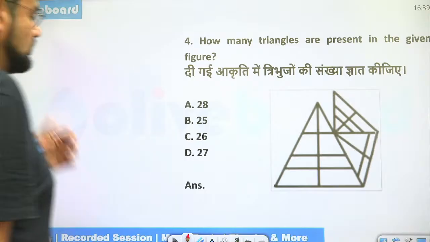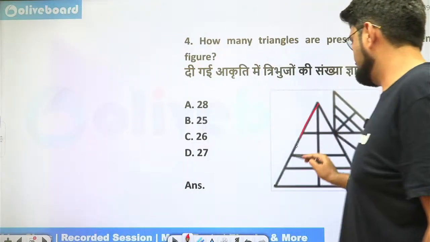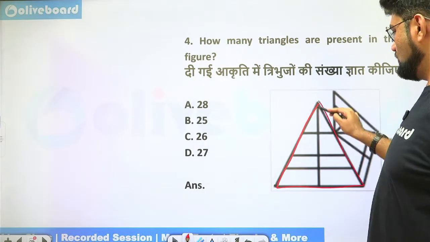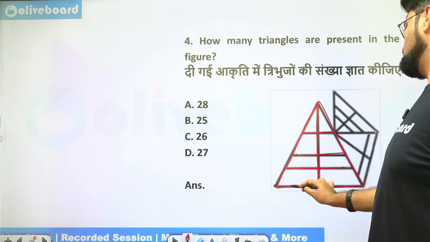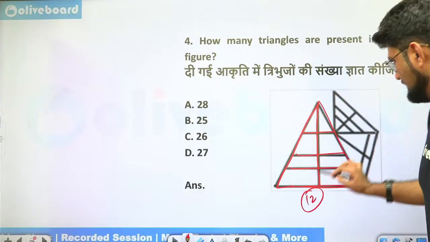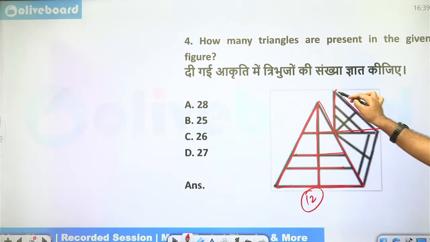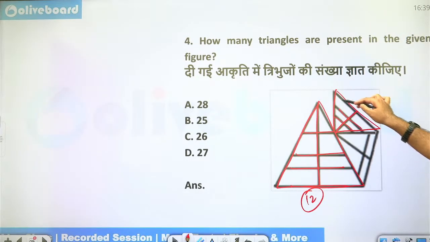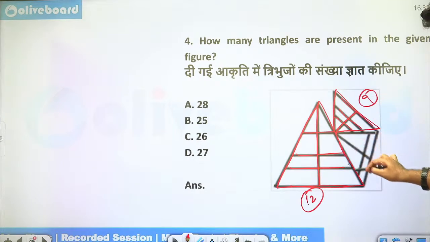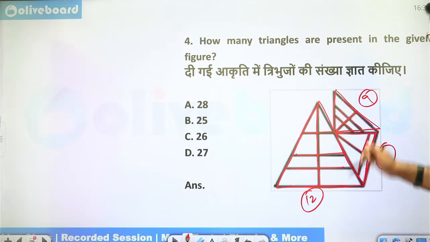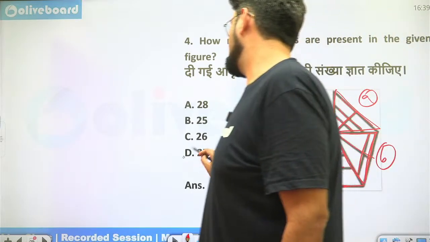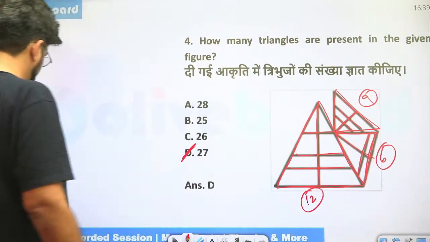Okay. So in this case, we have a triangle which is divided into 1, 2. So three total, and 1, 2, 3, 4. So 3 fours are 12. Then we have this triangle here, 3, 3 into 3, 9. This triangle 3 and 2, 6. Add all three of them because there is no other common triangle among them which you are missing out. So this is 15 and 12, 27. Option D. Next.